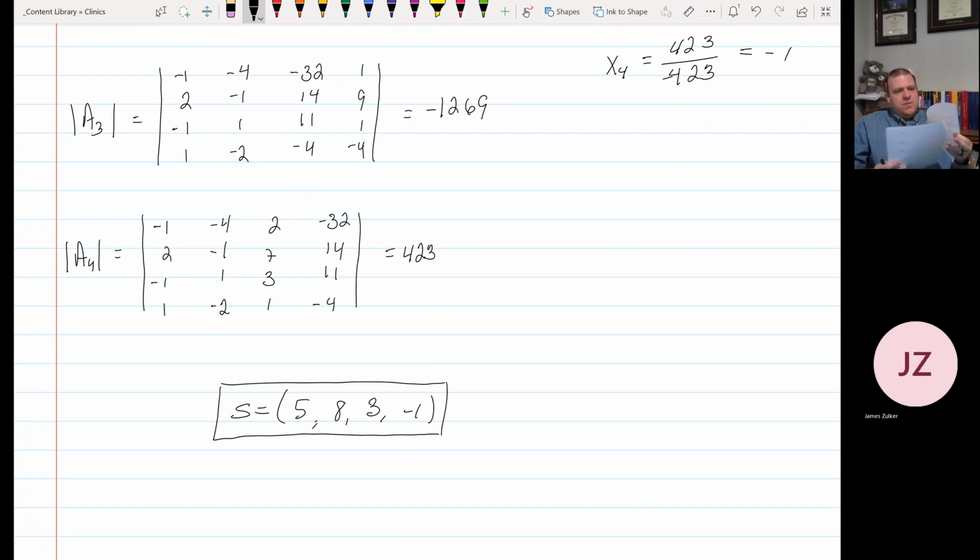All right, so that's going to do it for this clinic, and that will finish up the clinics for determinants. In the next clinic, we will begin looking at vector spaces. Specifically, we're just going to cover the definition of a vector space, its 10 axioms.